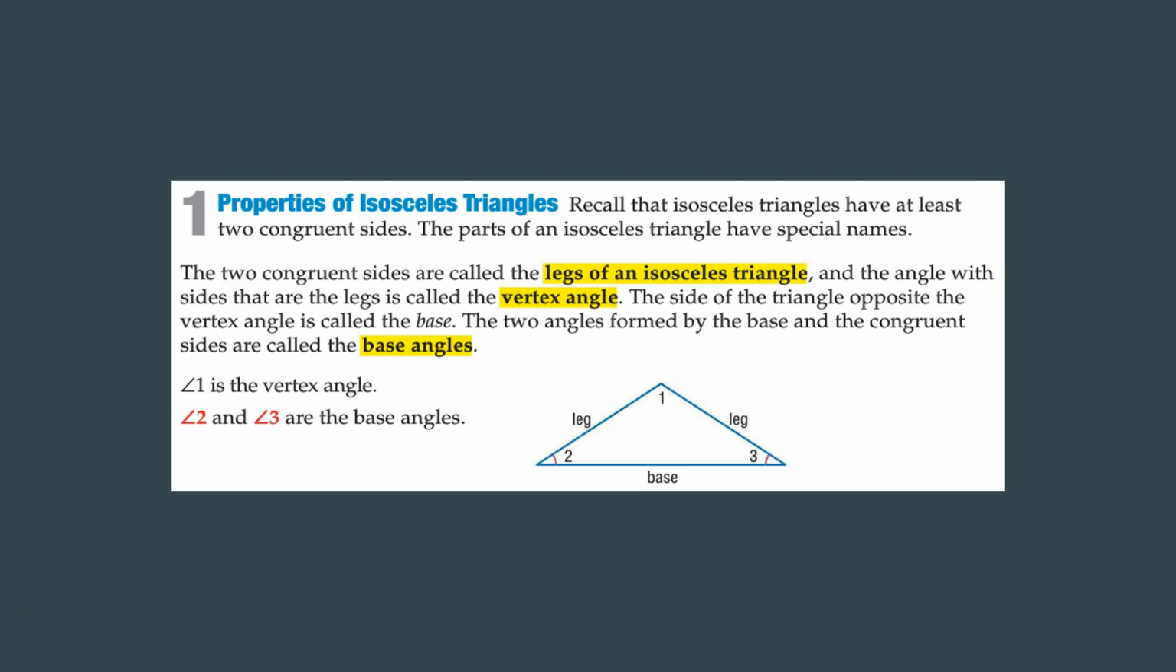When we're talking about isosceles triangles, we're saying that we have two congruent sides that are called the legs of the isosceles triangle. Notice those are labeled leg and leg, and the angle with the sides is called the vertex angle. Notice that is angle 1. That's where the two legs meet up. Then it says the side of the triangle opposite the vertex angle is called the base. In our case, we have angle 2 and angle 3, and those are both our base angles.